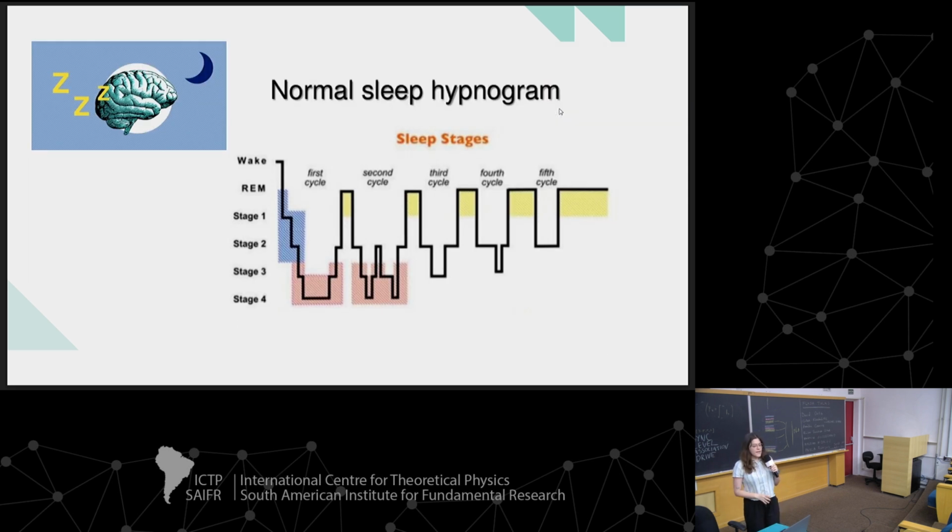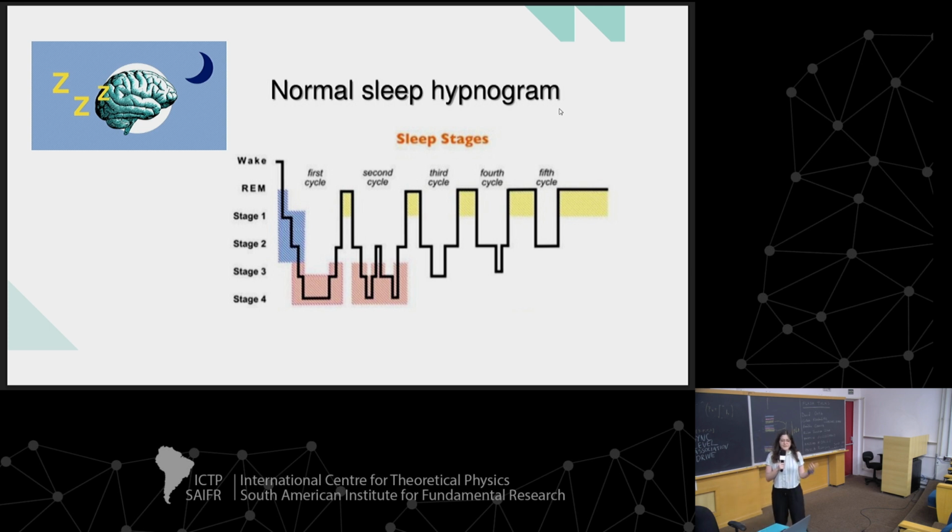So in the night, if we have a healthy sleep, we're going to go from deep sleep to REM, which means rapid eye movement. And this is going to happen like 4 or 5 times per night. We're going to have 4 or 5 cycles in the night.